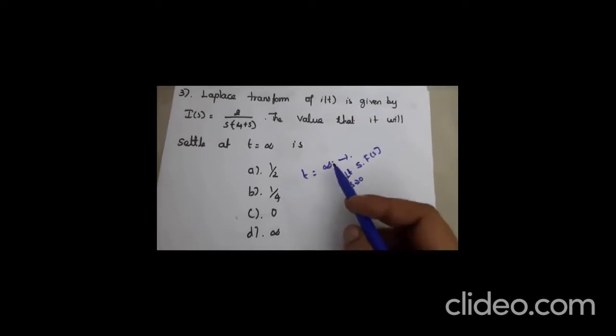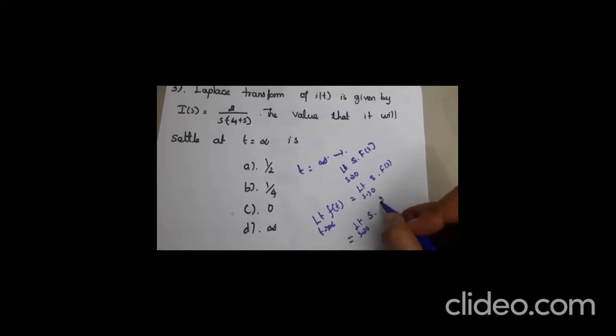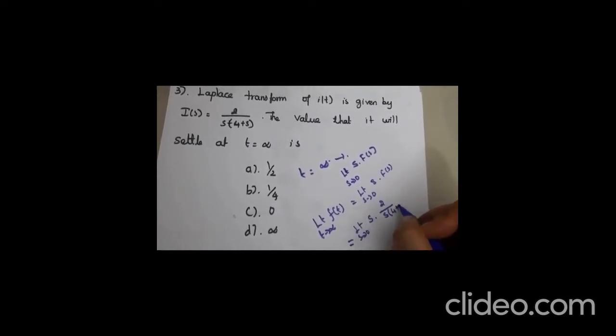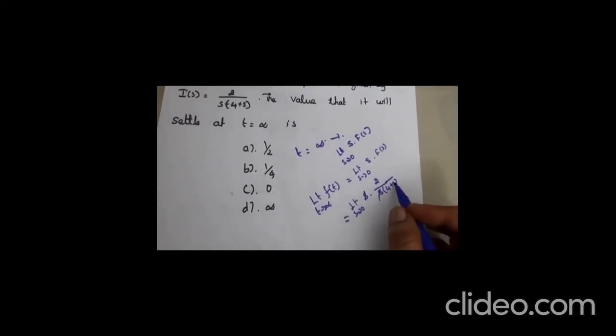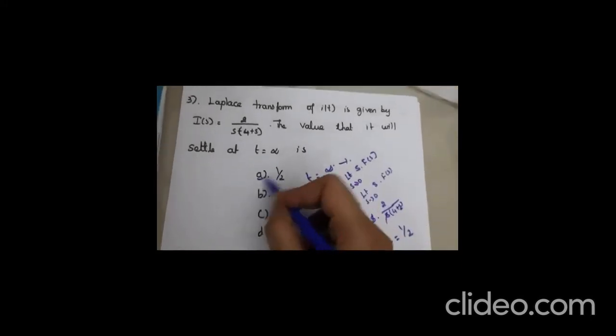So the limit of t tends to infinity of f of t is equal to the limit of s tends to 0 of s into F of s, and here F of s is this I of s. So put that value in this equation, that is s into 2 divided by s into 4 plus s. So s gets cancelled and put s equal to 0. This s becomes 0. So this value is 2 divided by 4, that is equal to 1 by 2. So here the answer is A, 1 by 2.